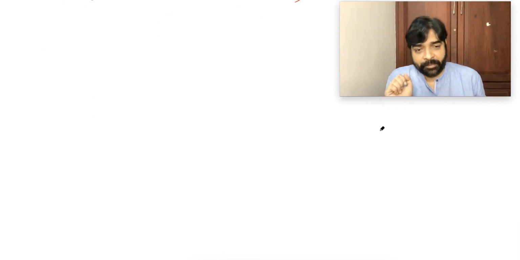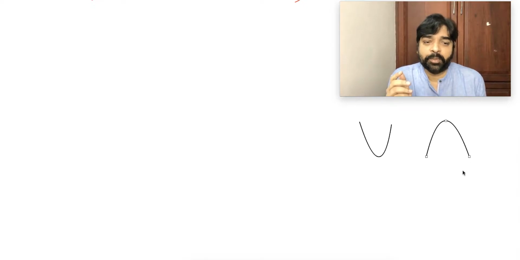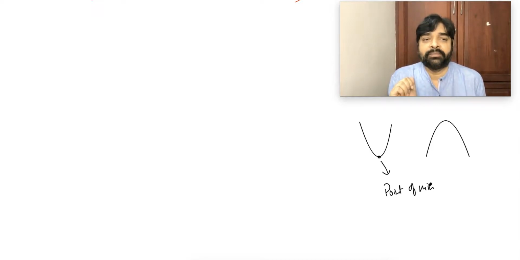What is the meaning of turning point? Turning point means the graph will be this way or this way. Quadratic has only two possibilities. If this is coming, this is called the point of minima. And this is called the point of maxima.